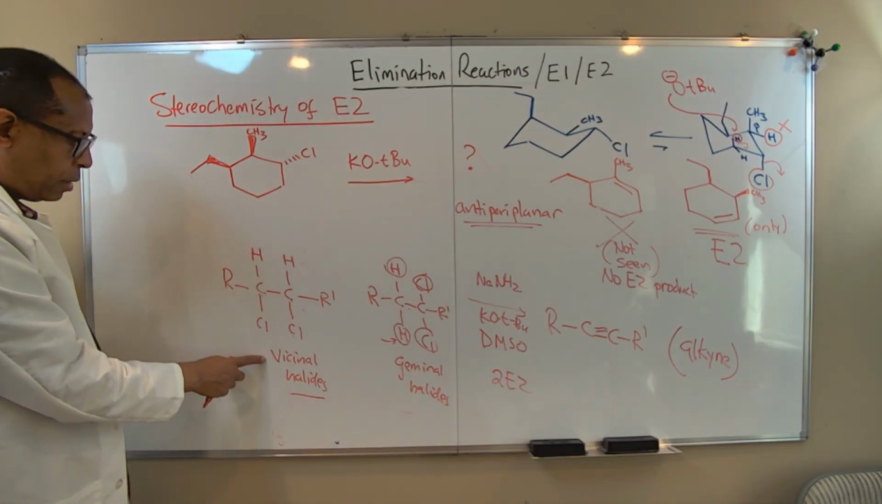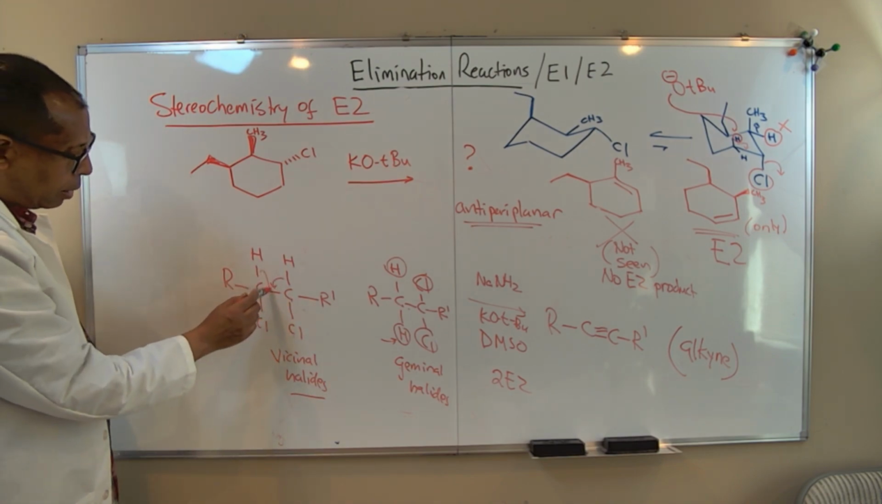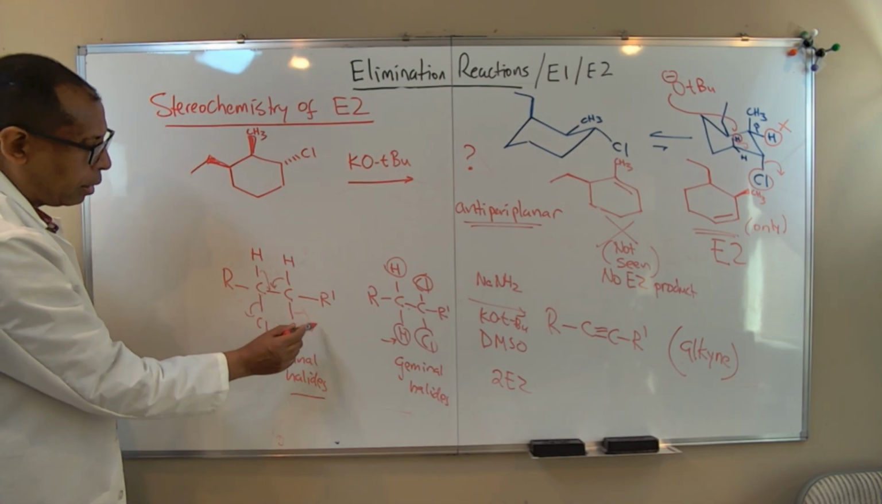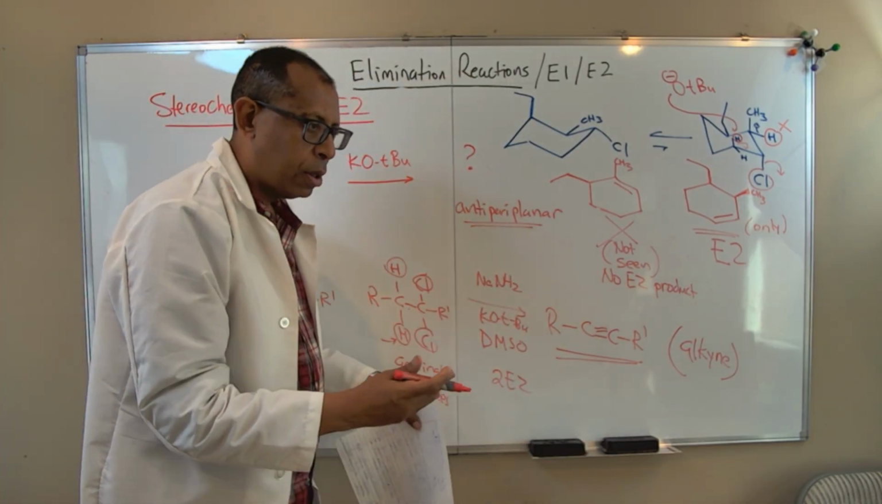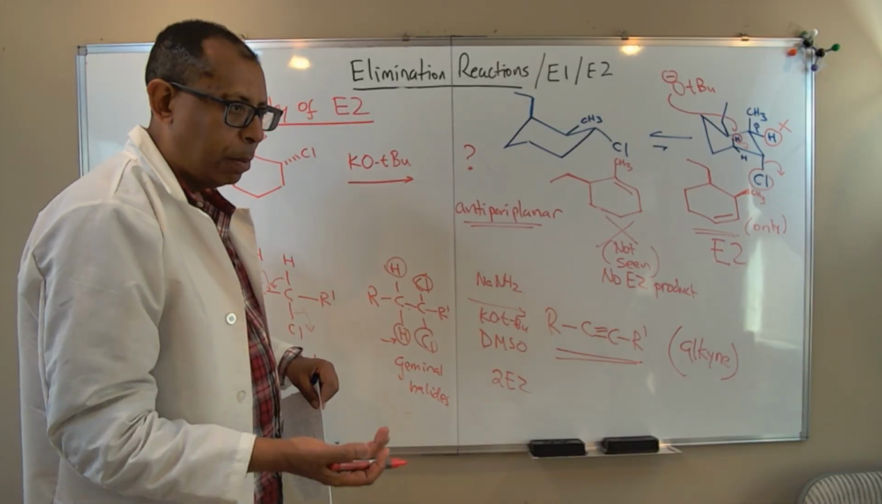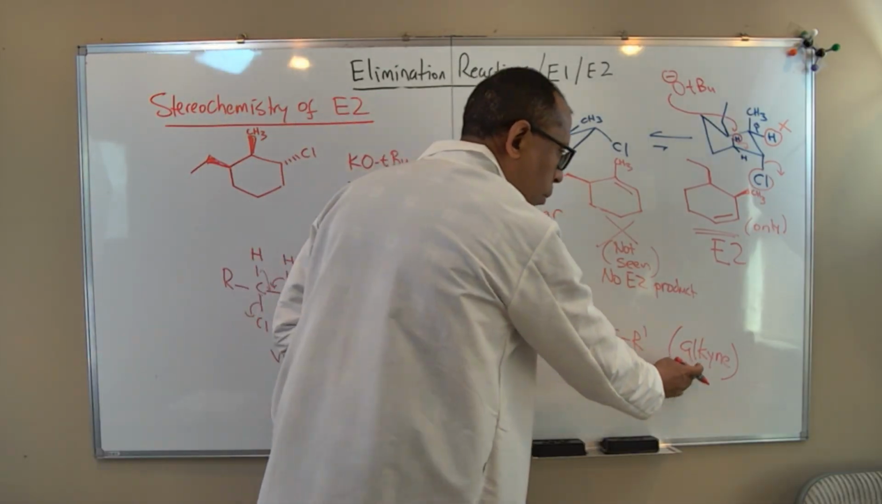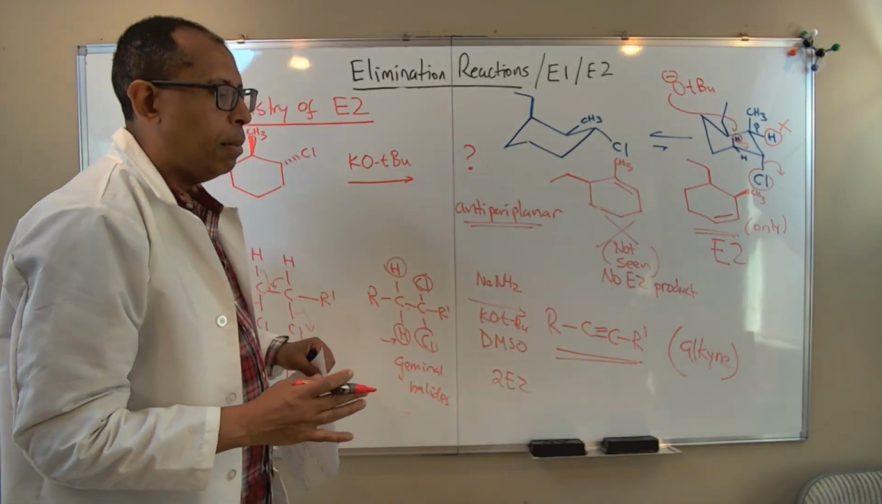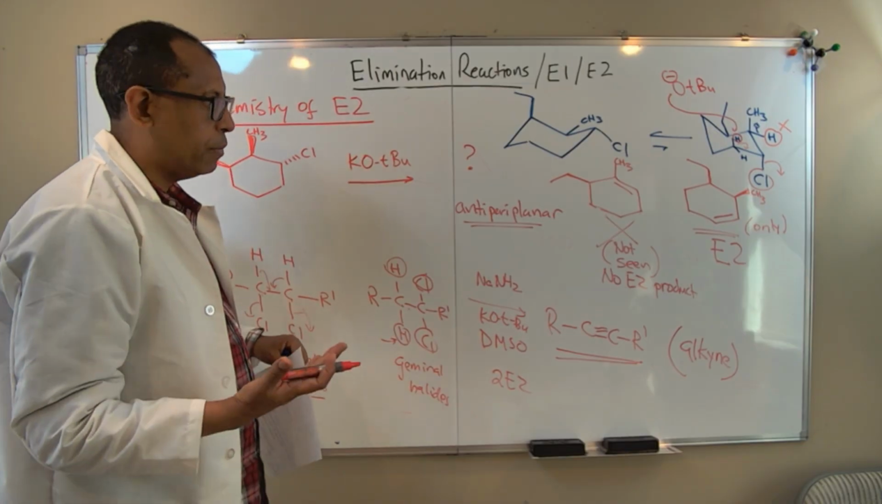Here also, in the vicinal halides, you could lose like this, and then you could lose like this. So both can give the same alkyne. Both vicinal and geminal halides could give you an alkyne, which is a triple bond, using a strong base and a polar aprotic solvent.